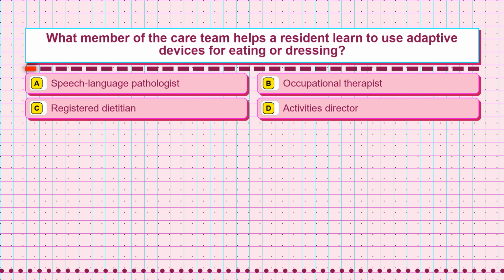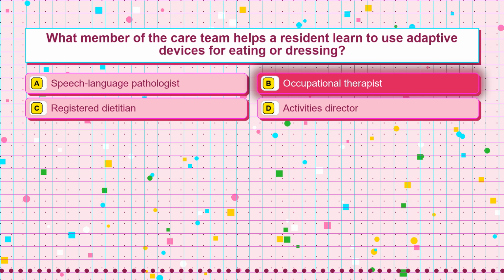Question 58. What member of the care team helps a resident learn to use adaptive devices for eating or dressing? Option A, a speech-language pathologist. Option B, occupational therapist. Option C, registered dietitian. Option D, activities director.